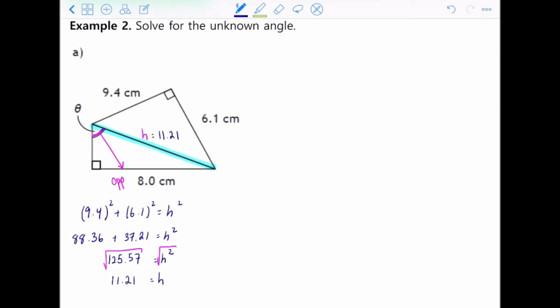We're going to use h in order for us to solve for theta. So let's draw the triangle here. This is theta. H is 11.21 right here. So this is our triangle. We're looking for theta. The side that's across from theta is called the opposite side, and the hypotenuse is the longest side of a triangle.